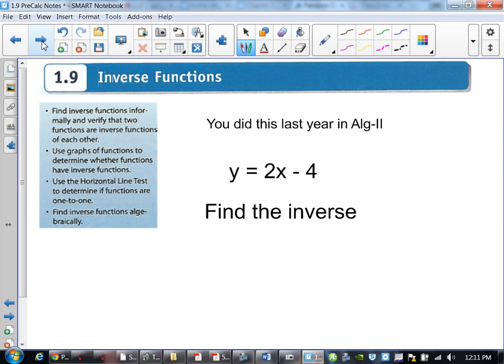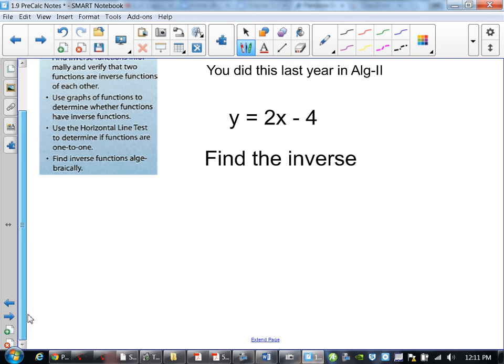All right. So we did this on Friday. How'd you find the inverse of y equals 2x minus 4? What would you do? Switch and then resolve. So if you did that, you'd switch it and get x equals 2y minus 4. Pretty simple. Add 4, divide by 2. And there would be your inverse.